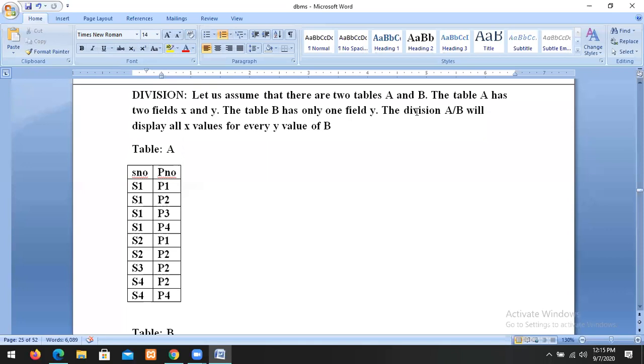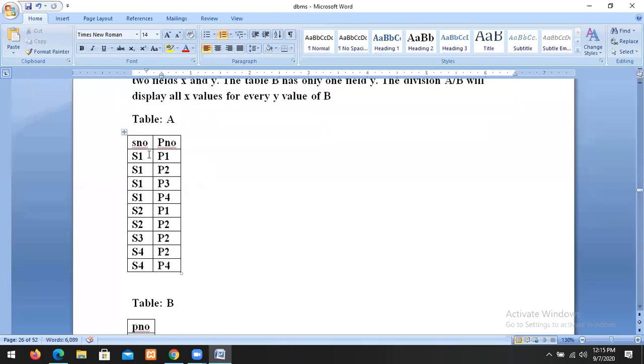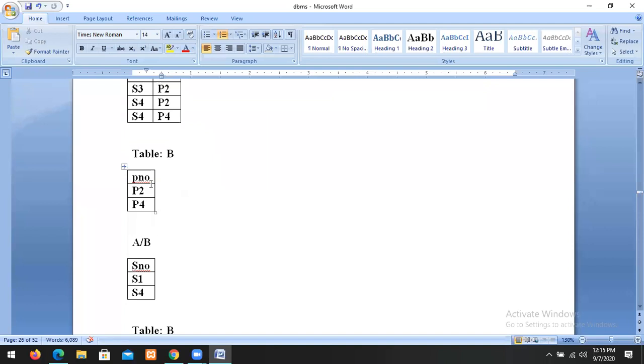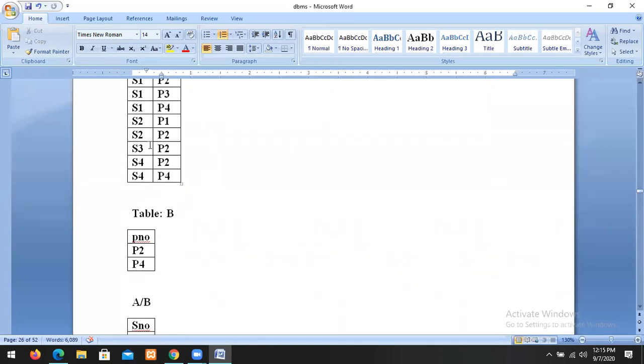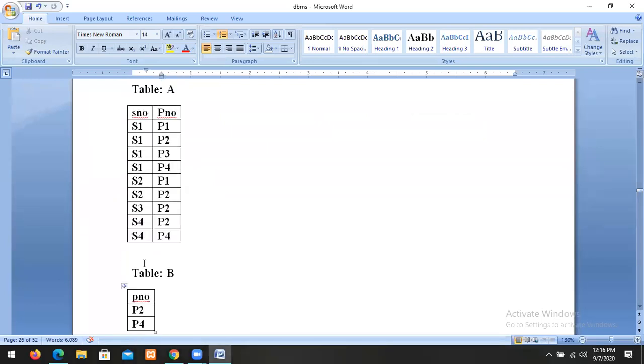So it produces x values when every value of y is present. Suppose this is x: S number is x, P number is y. So this is a two column table, this is the table A. Another table is B. So this is y: P2 and P4. So it produces x values when P2 and P4 are both there. So S1 P1, S1 P2, S1 P4. Yes, S1 will be produced.